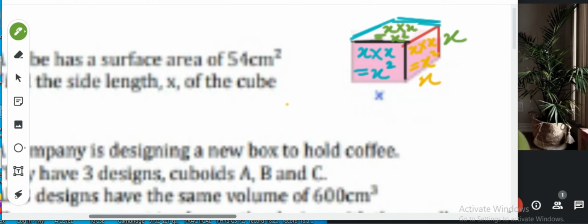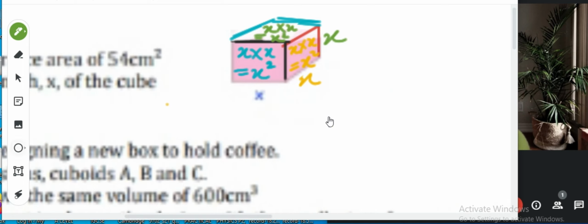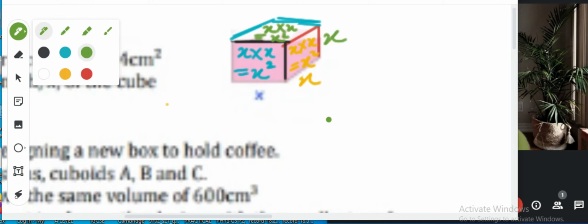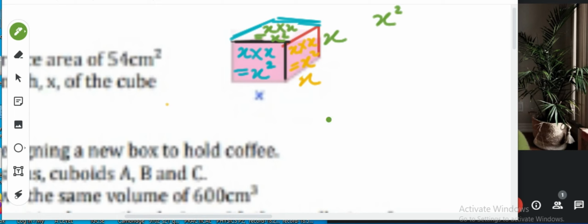So the total surface area will be, remember, after we've gotten each area, we multiply by 2. So the first one, which we got as x squared, we multiply by 2, and that gives us 2x squared.